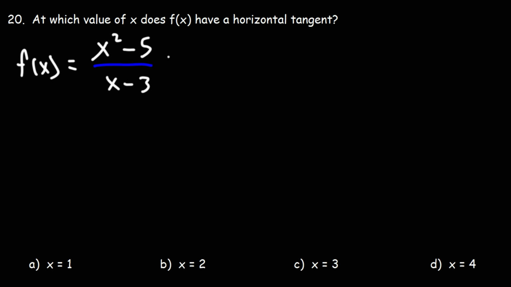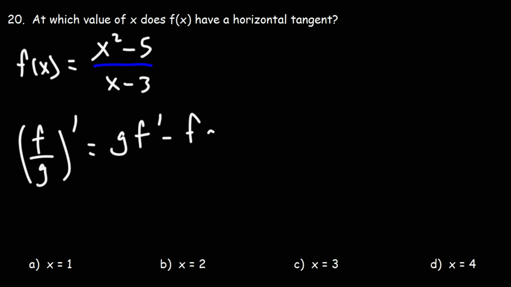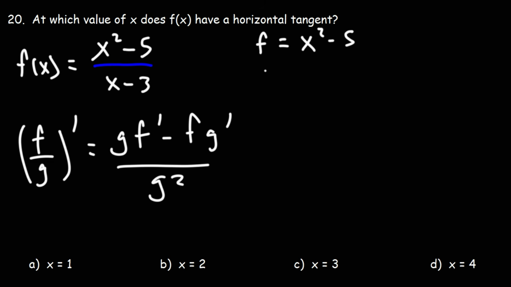So to find the first derivative of this rational function, we need to use the quotient rule. F over g, the derivative of that is equal to g f prime minus f g prime over g squared. F is going to be the numerator, x squared minus 5. G is the denominator, x minus 3. F prime, the derivative of x squared minus 5, is just 2x. G prime, the derivative of x minus 3, is simply 1.